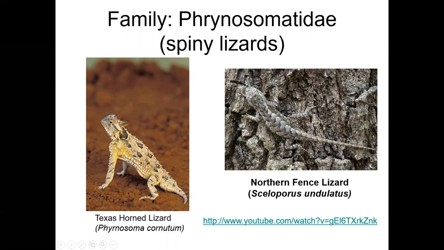With regard to habitat, this family includes terrestrial forms, but it also includes arboreal and rock-dwelling species, like the Phrynosoma in the desert Southwest. Most species of Phrynosoma are oviparous, but there are a few species that are viviparous. They're found throughout most of the continental United States and all of Mexico and northern Central America.